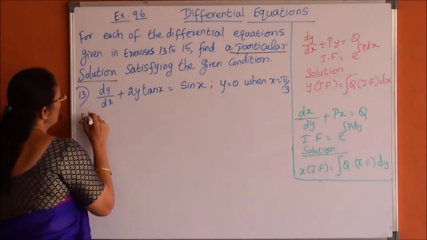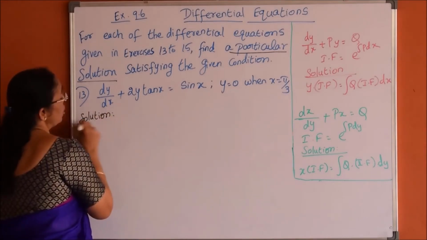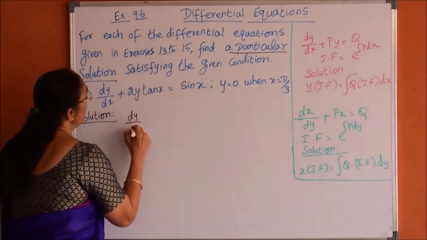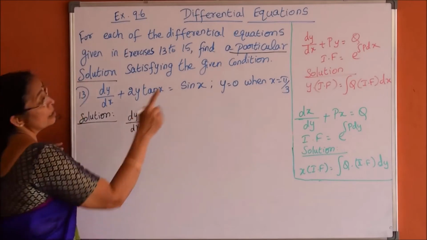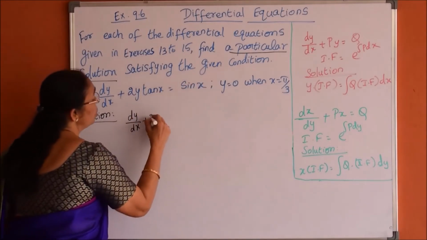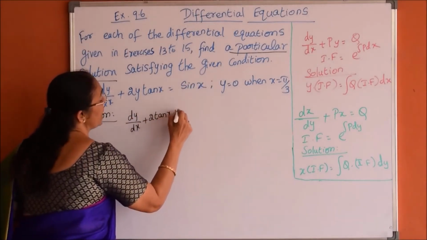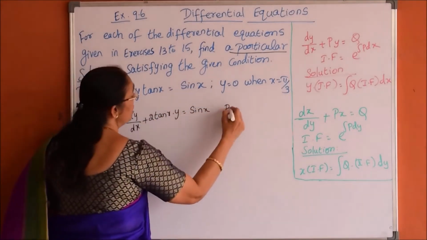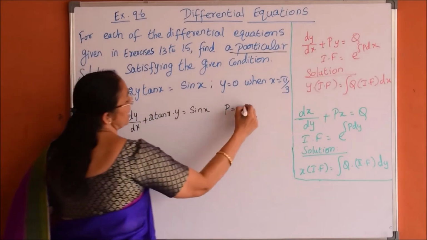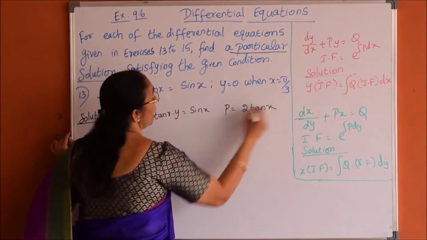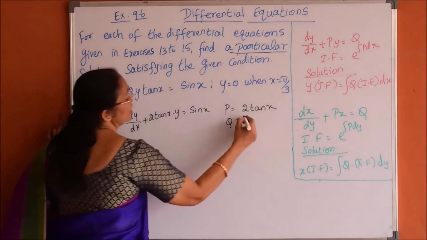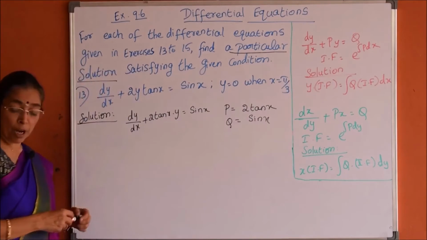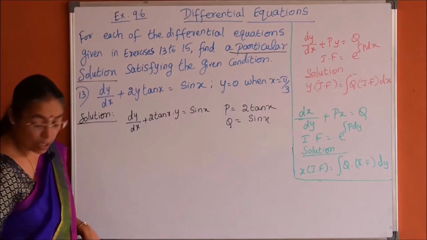Now, the first one, it is a first order linear differential equation of first form, that is dy by dx plus, it should be p into y, 2 tan x into y is equal to sin x. So, our p value is nothing but 2 tan x and q value is a function of x, which is sin x. So, it is the first form of linear differential equation of first order.